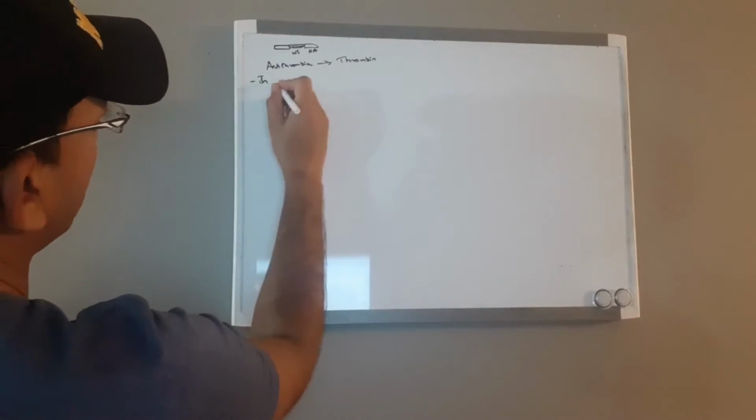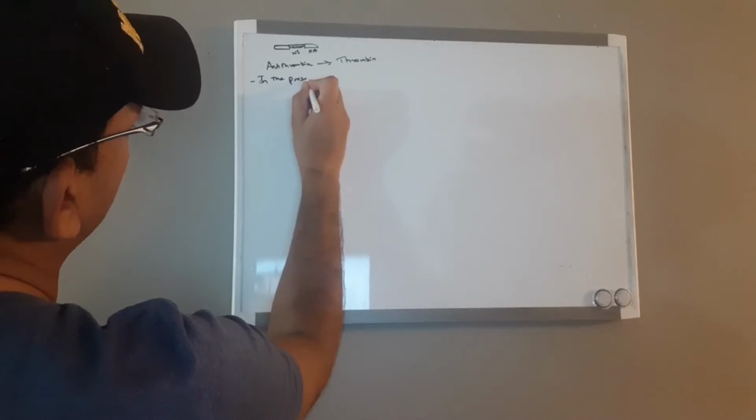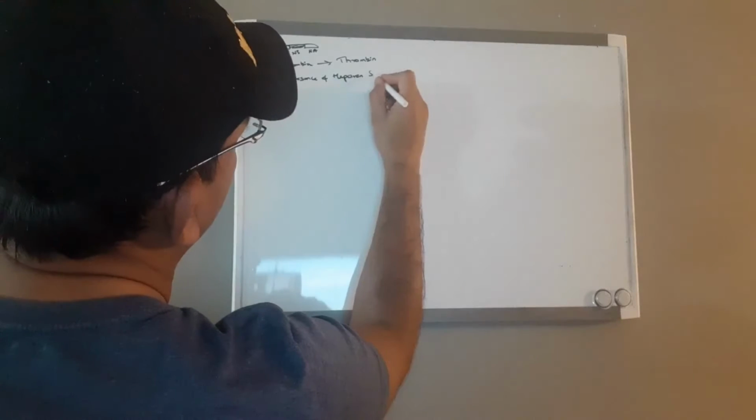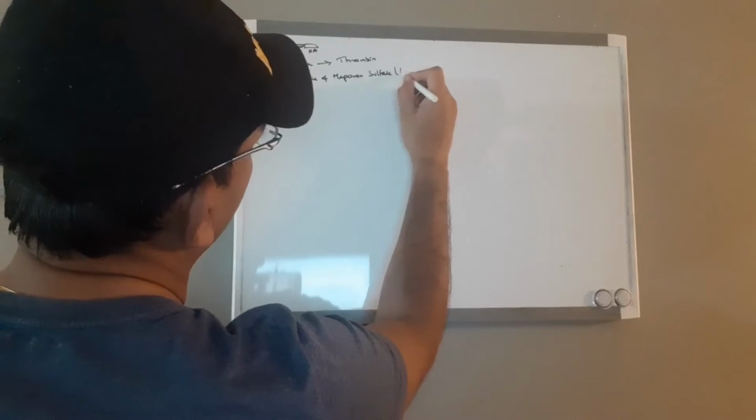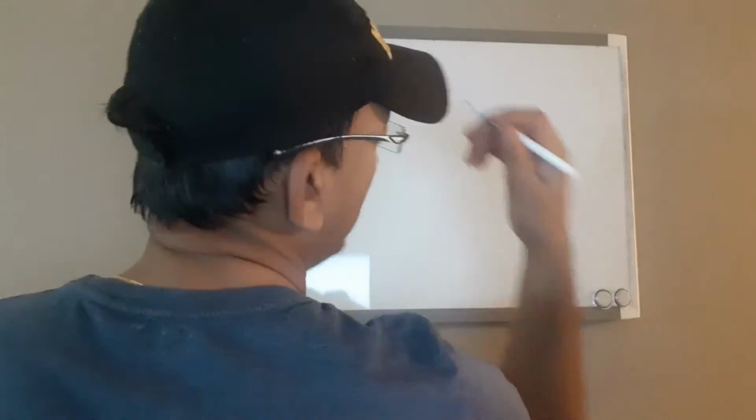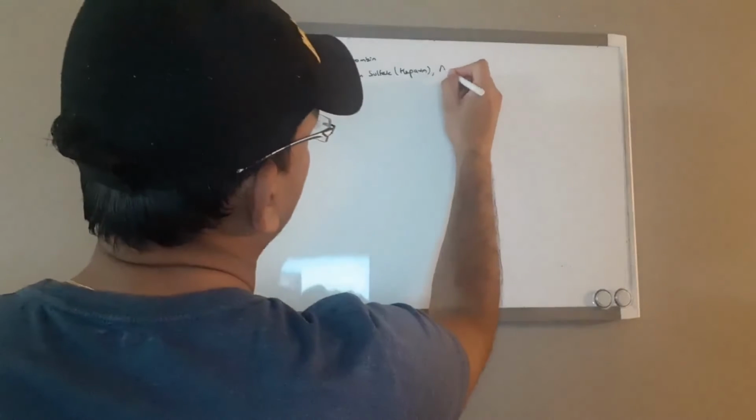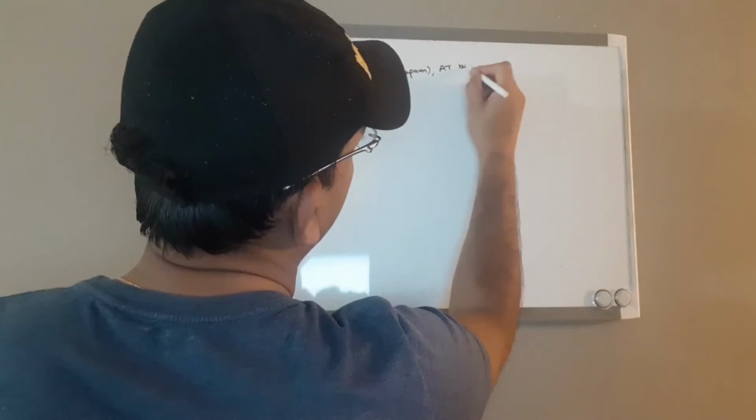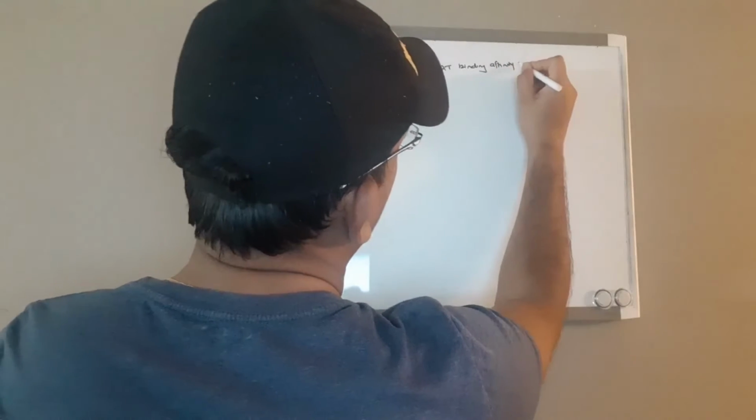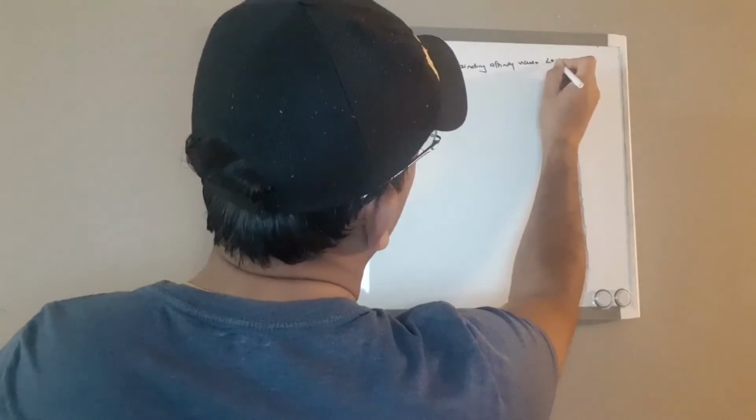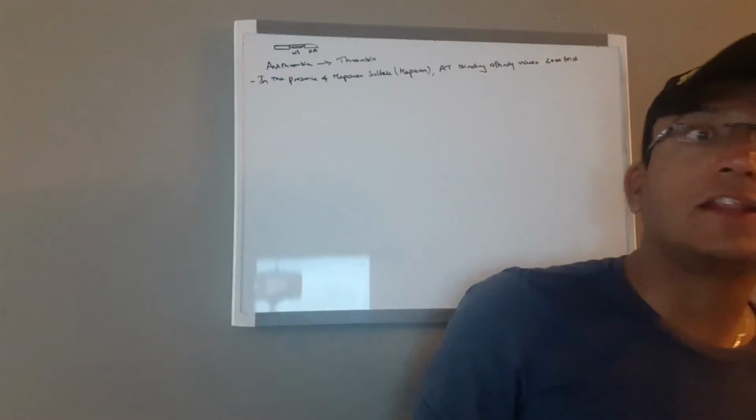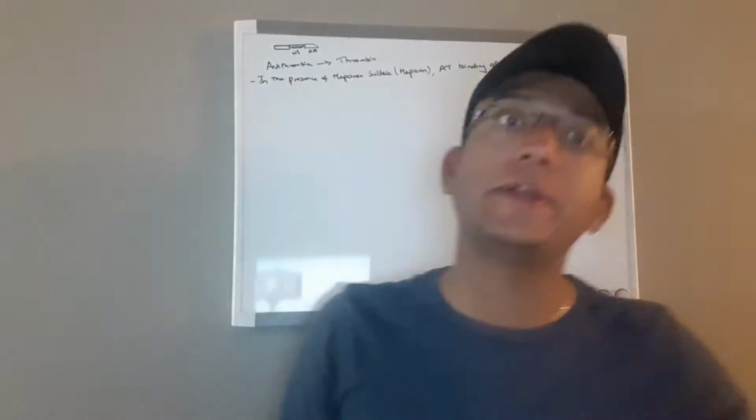So in the presence of heparin sulfate, or you can call it heparin, the antithrombin binding affinity increases 2000 fold, and the thrombin is strongly inhibited, right?